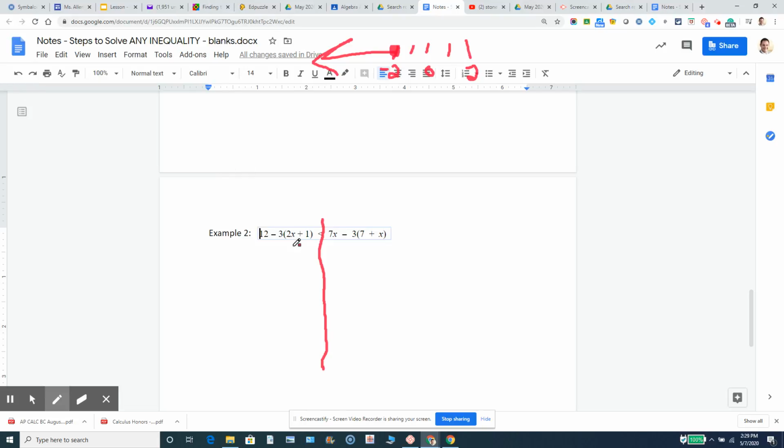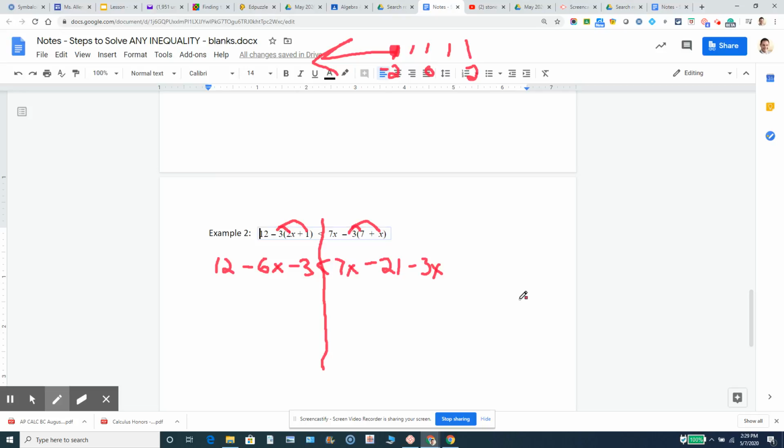So the first thing we're going to do is distribute because we have parentheses. Now on the left-hand side, we actually distribute -3. So it's going to be -6x because -3 times 2x is -6x. And then -3 times a +1 is -3. Keep our inequality symbol. We bring down the 7x, so we're not distributing that. We are distributing a -3 again over here. That's the number that's touching the parentheses. So we get -21 minus 3x. So we did all our distributing.